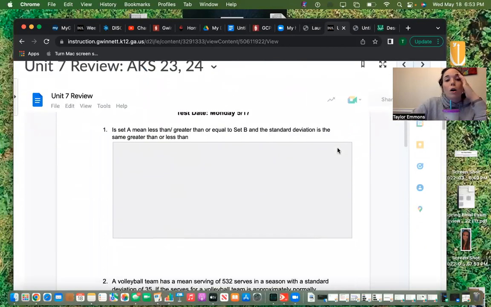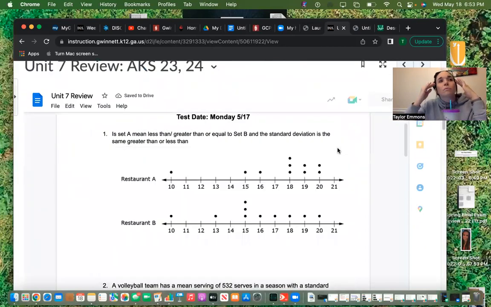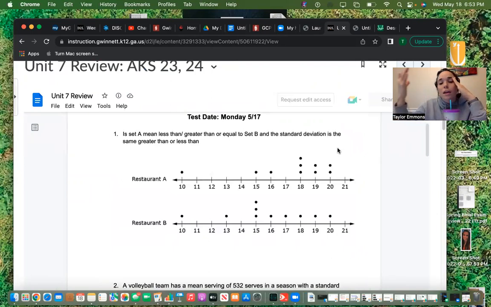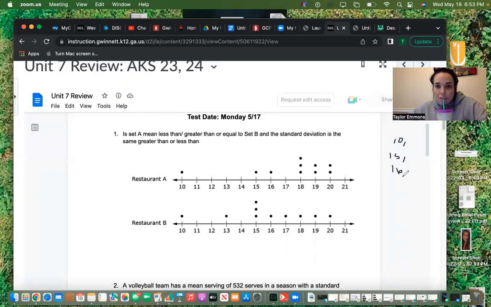Okay, so on this one, is the mean greater than, less than, or equal to set B? Is the standard deviation greater than, less than, or equal to set B? Use your Desmos. I'm going to write out all of these. Each dot represents one number, so this is going to be 10, 15, 16, 3 18s, 2 19s, and 2 20s.